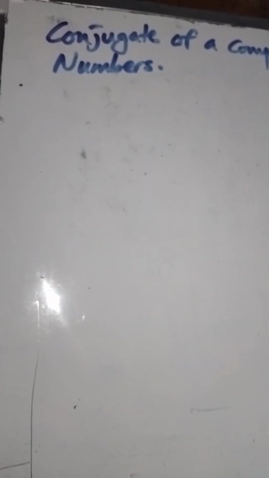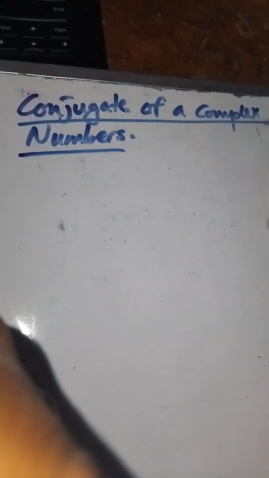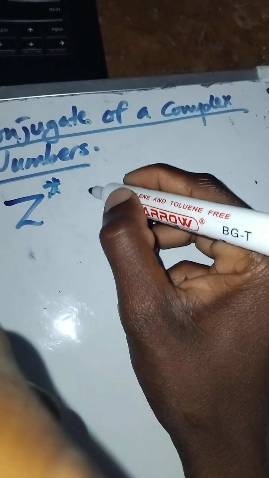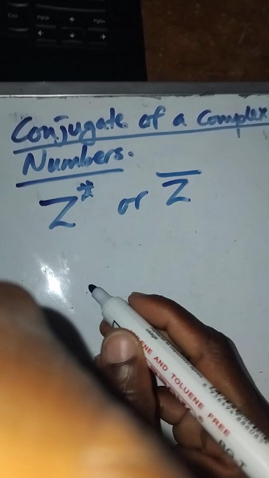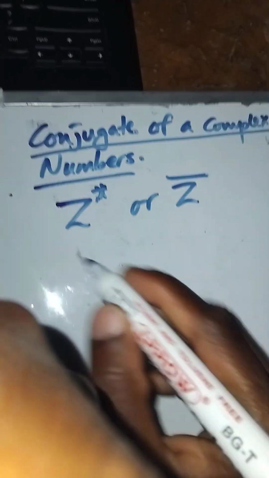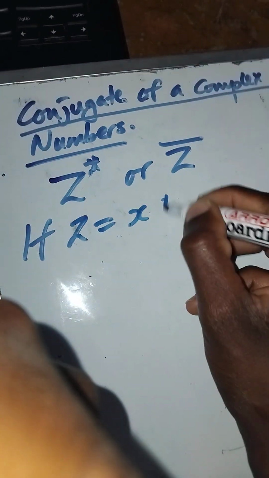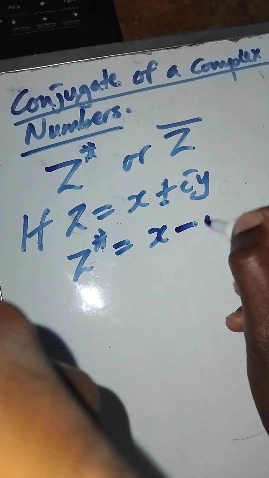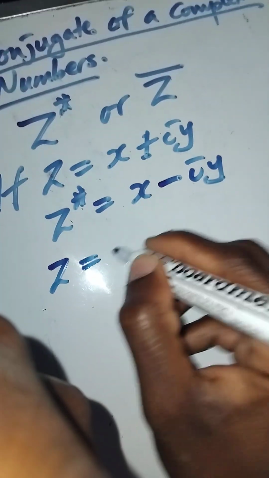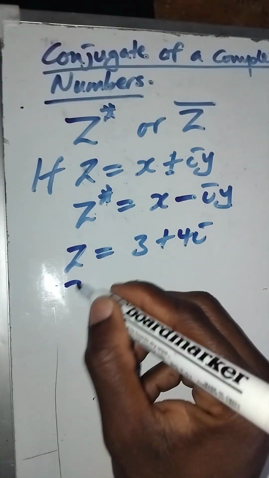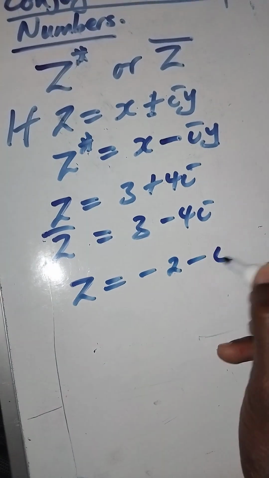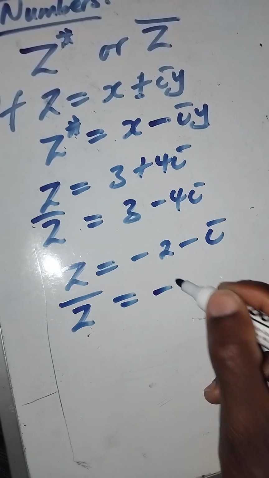Now we are going to do the conjugate of a complex number. The conjugate is denoted by z star. When we find the conjugate, we change the middle sign. So for example, if z is equal to x plus iy, the conjugate of this z is x minus iy. For example, z is equal to 3 plus 4i, so the conjugate is 3 minus 4i. z is equal to -2 minus i, so the conjugate is -2 plus i.